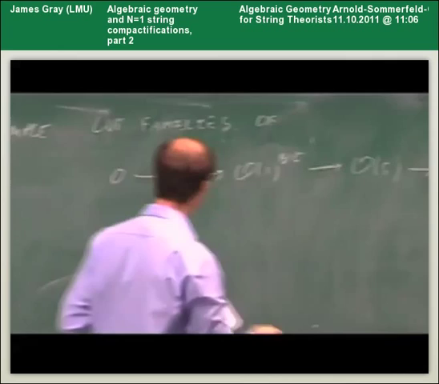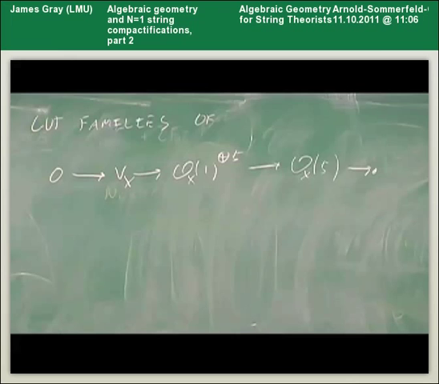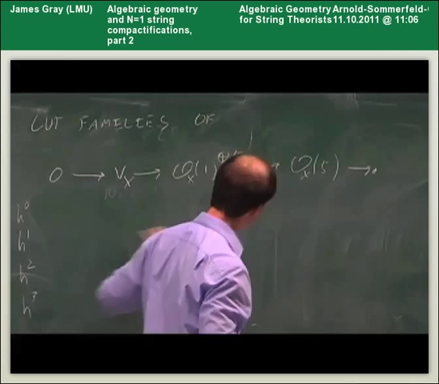So I'm defining a bundle on the Calabi-Yau. This short exact sequence has this tool, this long exact sequence in cohomology associated to it. So I can write the long exact sequence in cohomology underneath. So 0 goes to H0 of this bundle, H0, H0, H1, and so on.